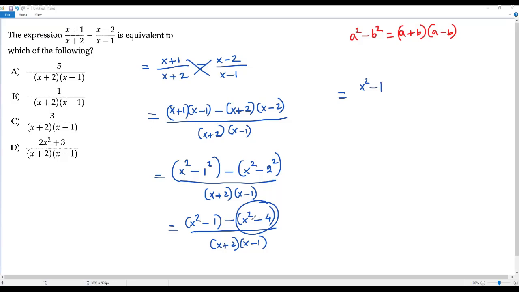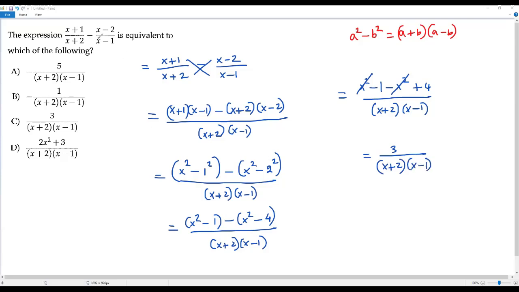Before I remove the parenthesis here, I have to distribute the negative sign to this and this. When I distribute the negative to x², I get −x². When I distribute the negative to −4, I get a positive 4, because a negative times a negative is positive. In the denominator we have (x + 2)(x − 1). Here the positive x² and negative x² cancel out. When I combine −1 and +4, I get positive 3 over (x + 2)(x − 1). I have simplified the given expression. It is equal to 3 over (x + 2)(x − 1).